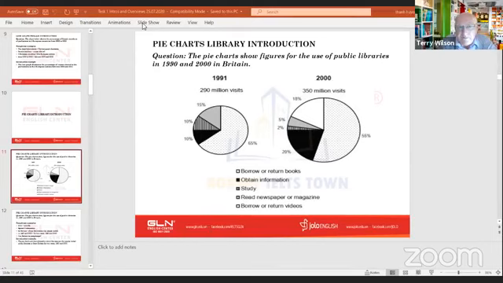So let's have a look at the question. The pie chart show figures for the use of public libraries in 1990 and 2000 in Britain. And you can see we have the number of visits, 290 million in 1991 and 350 million in the year 2000. And underneath the 2 pie charts, we have the 5 different criteria. So let's have a look at what we can do with the introduction.